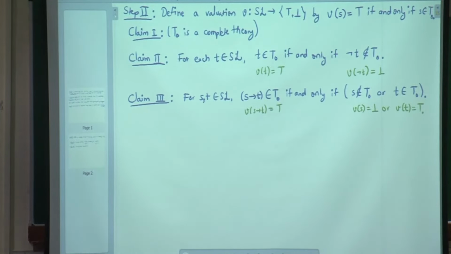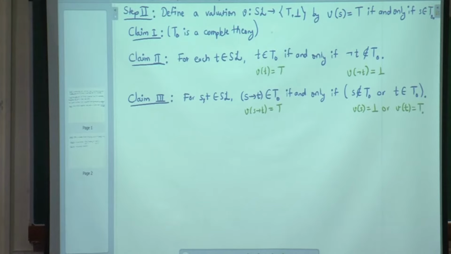So T naught is a theory. Yeah, I mean a theory is a consistent set of formulas. T naught is maximally consistent. So maximally consistent actually means it is a complete theory. It's as good as an ultrafilter. And let us see what we mean.